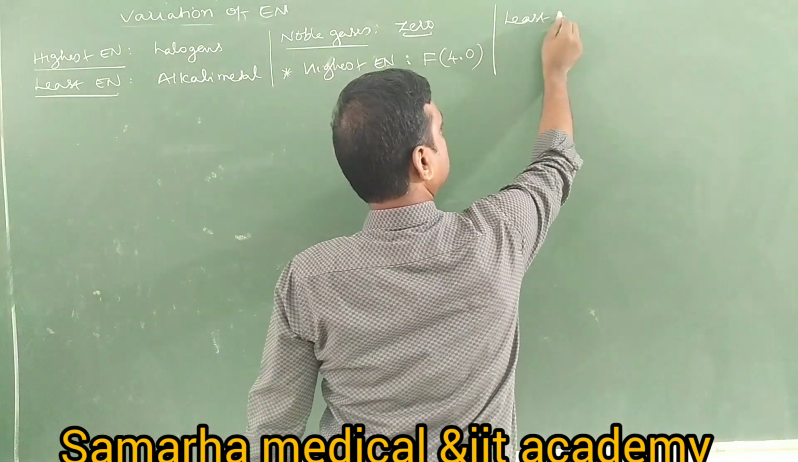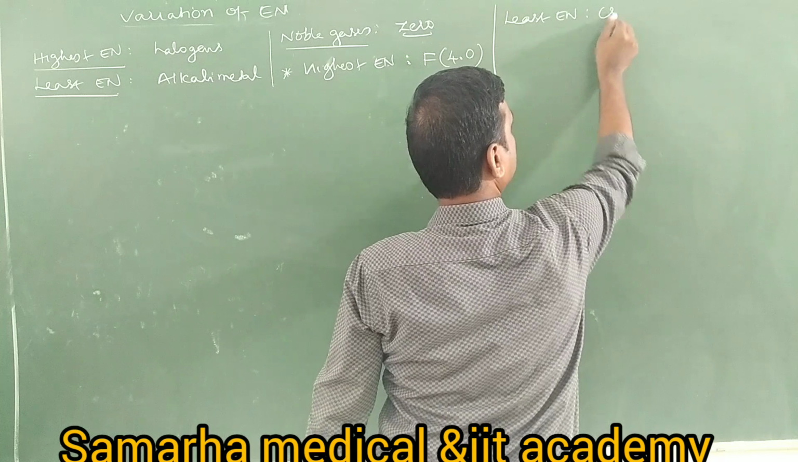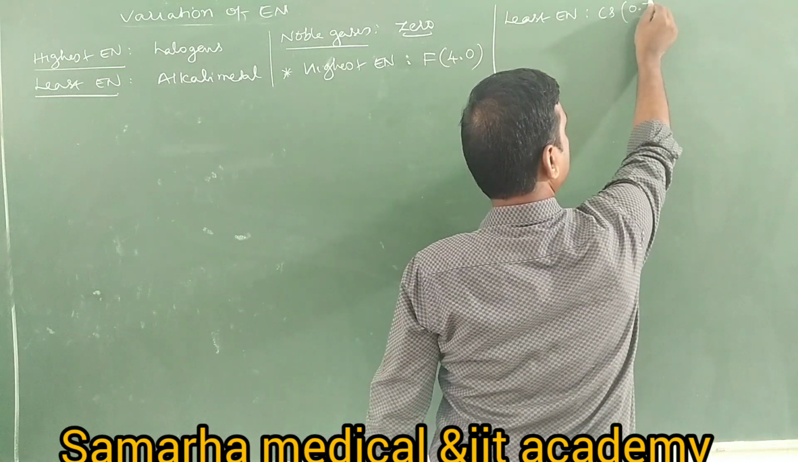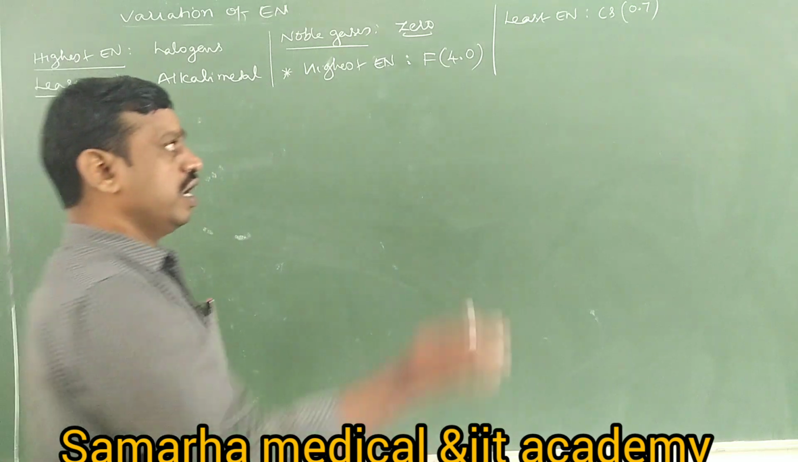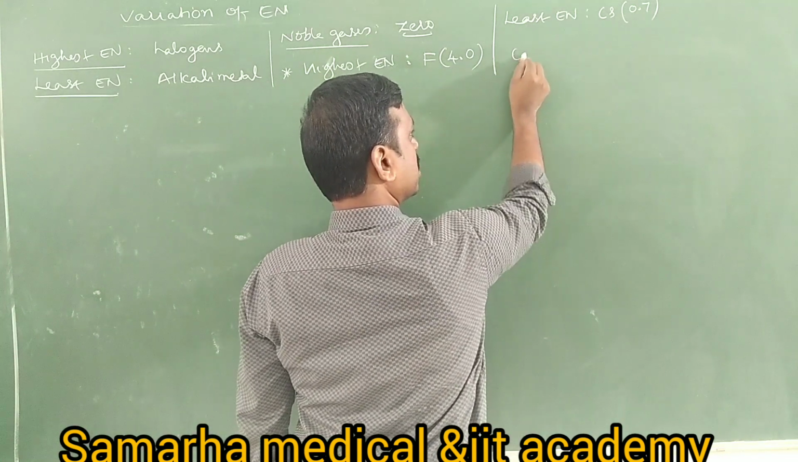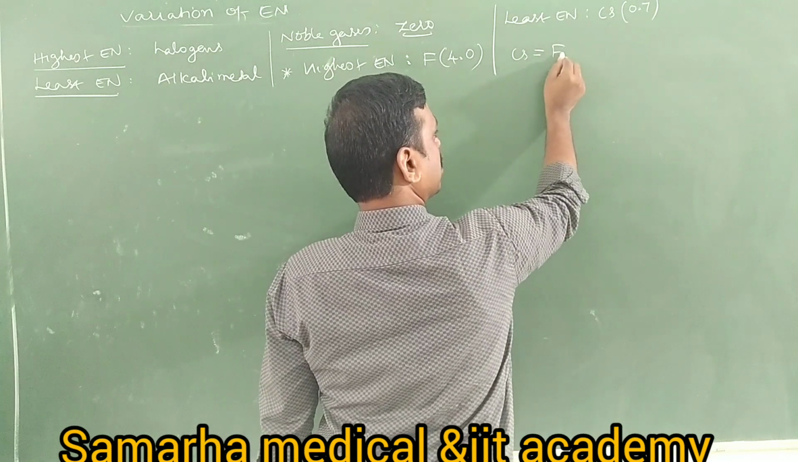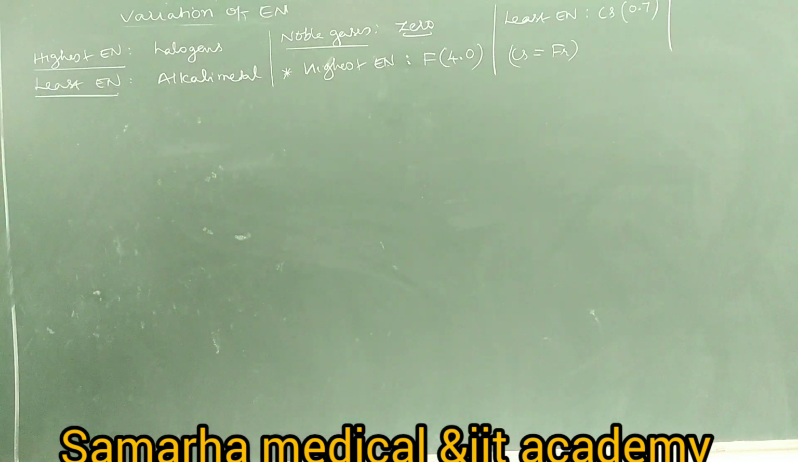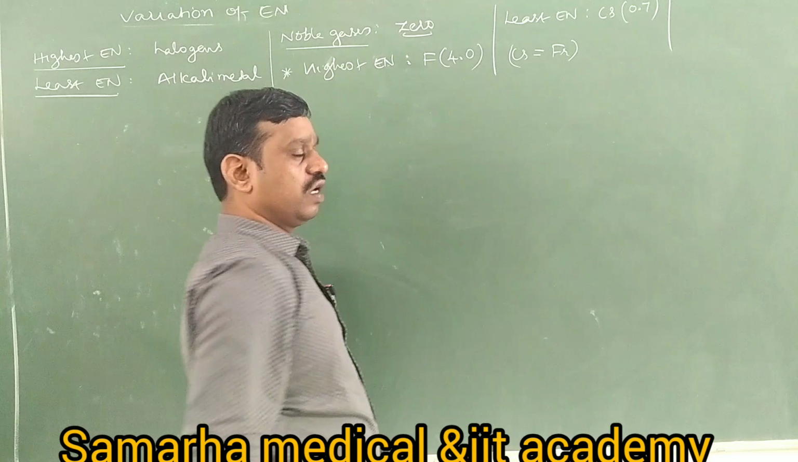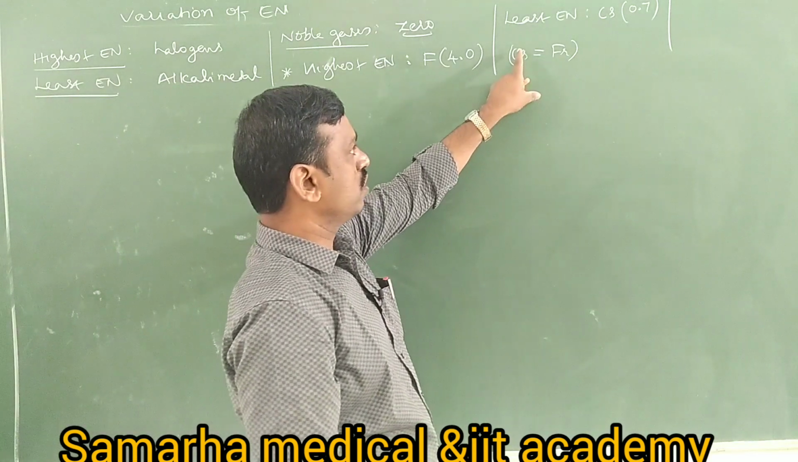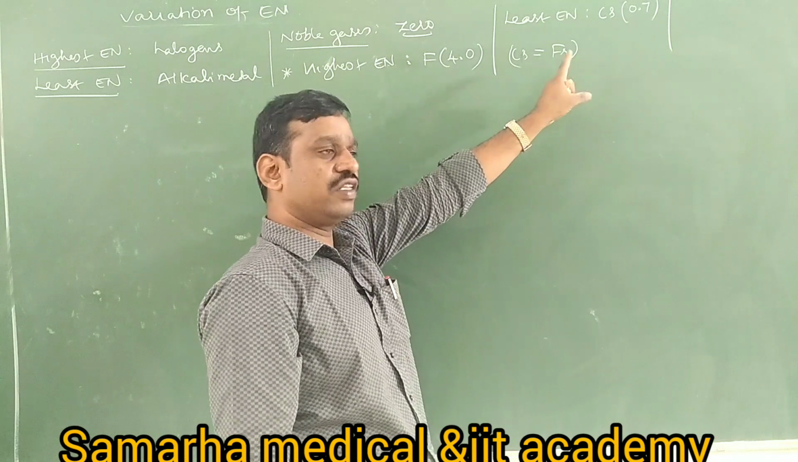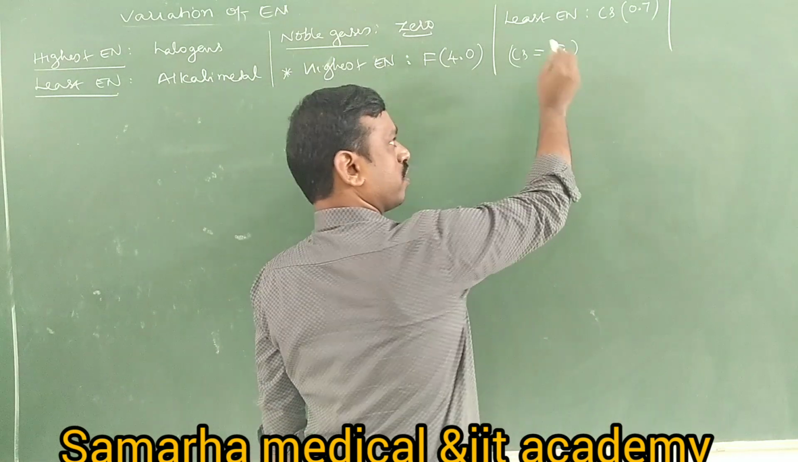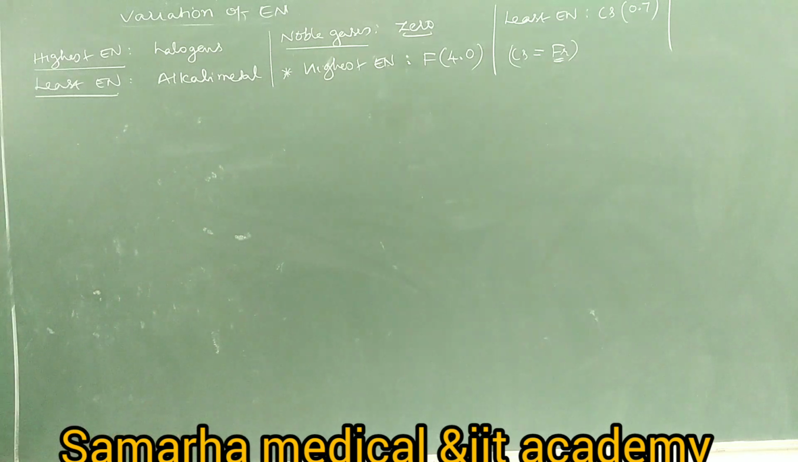Then which element has the least electronegativity? Cesium, that is 0.7. So cesium has the least, and remember the electronegativity of cesium is approximately equal to francium. It means both cesium and francium have the same electronegativity, 0.7. Down the group it decreases. Cesium has the least, and francium, even though it is a radioactive element, also has approximately the same.